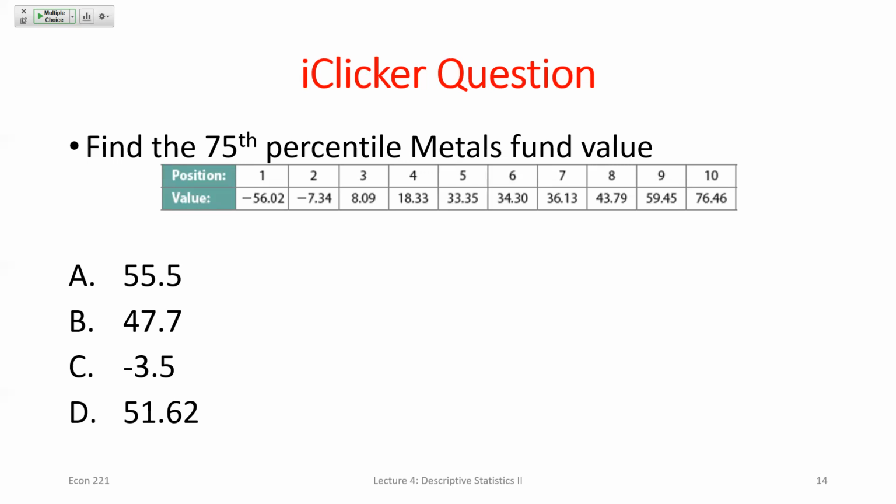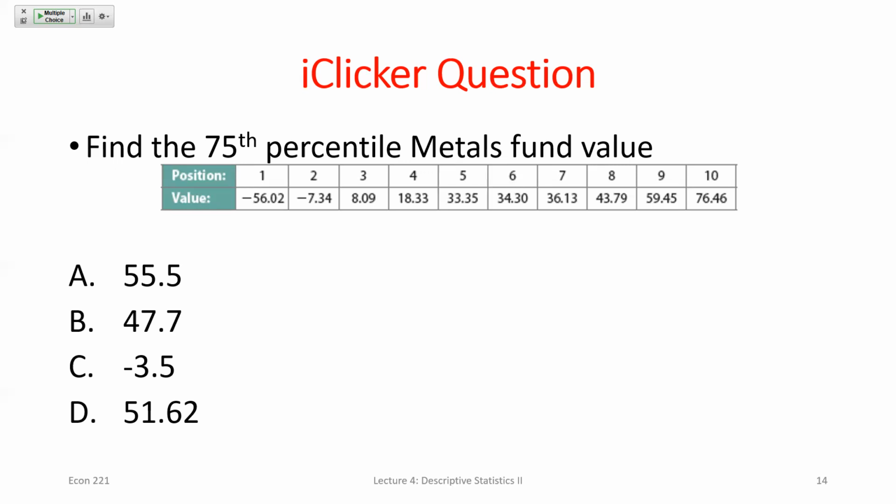Now, if I conceptually think about what I'm doing here, before I dive into the formula and get too frustrated, the value I want, the 75th percentile, is going to be somewhere in between the values of the 8th and 9th position. So it's going to be somewhere in between 43 and 59. So right away, hopefully nobody will see up there, right?